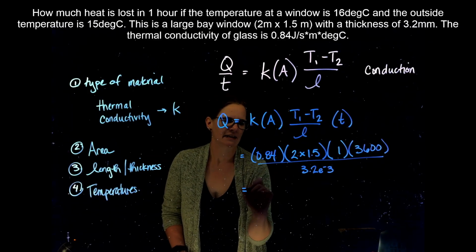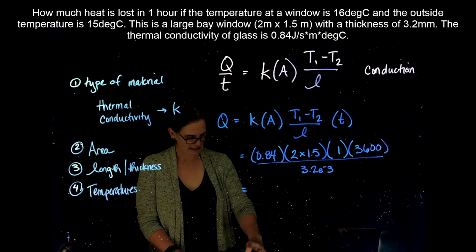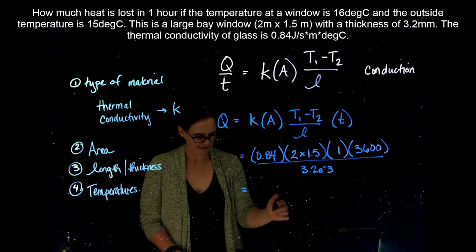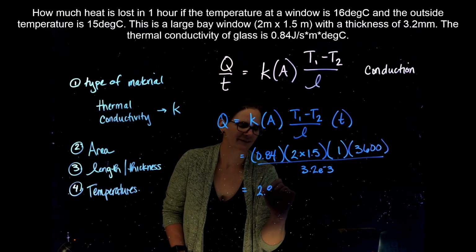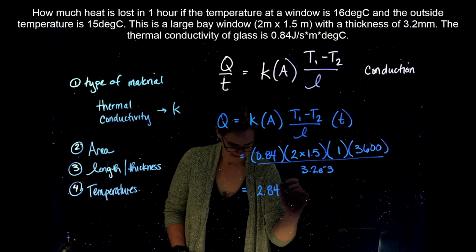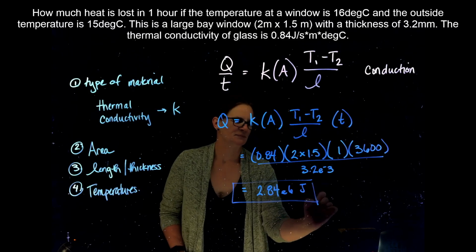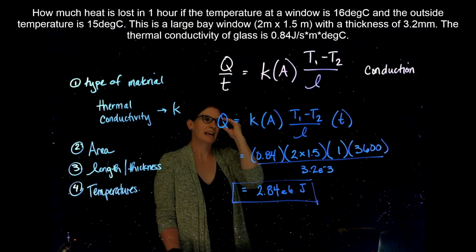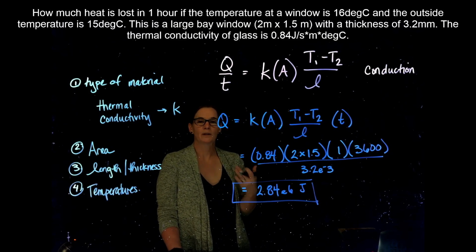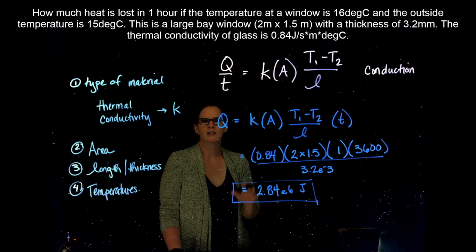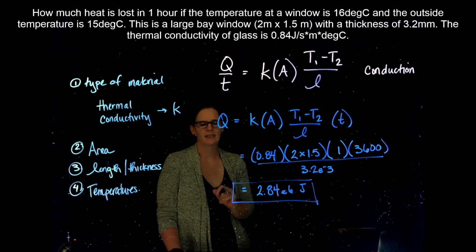And we find that our heat is equal to 2.84 times 10 to the 6th joules. All right, so just getting comfortable with the idea of using conduction. When do we use conduction? When we're talking about the physical contact between two objects and heat transferring between them.